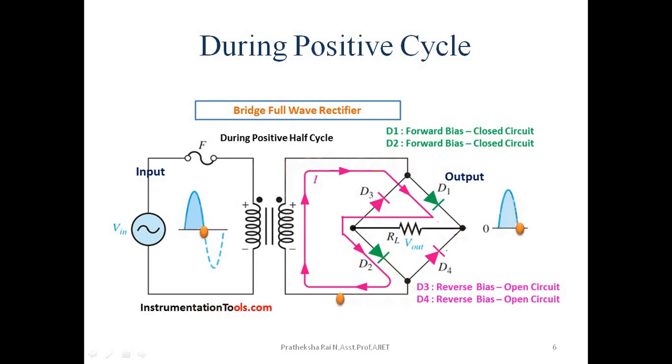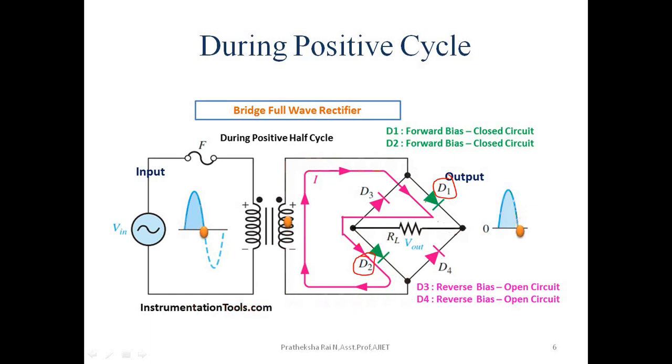So from this circuit, what can we understand? D1 and D2, these two diodes are in on state, or in forward bias state. That is, it is forming a closed circuit. So let us see how the current flows. See the way of current. The current will be flowing in this direction.